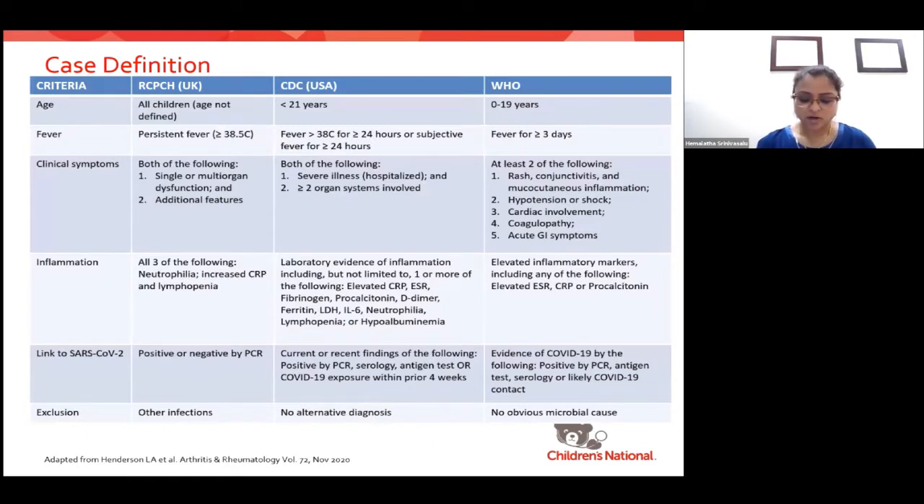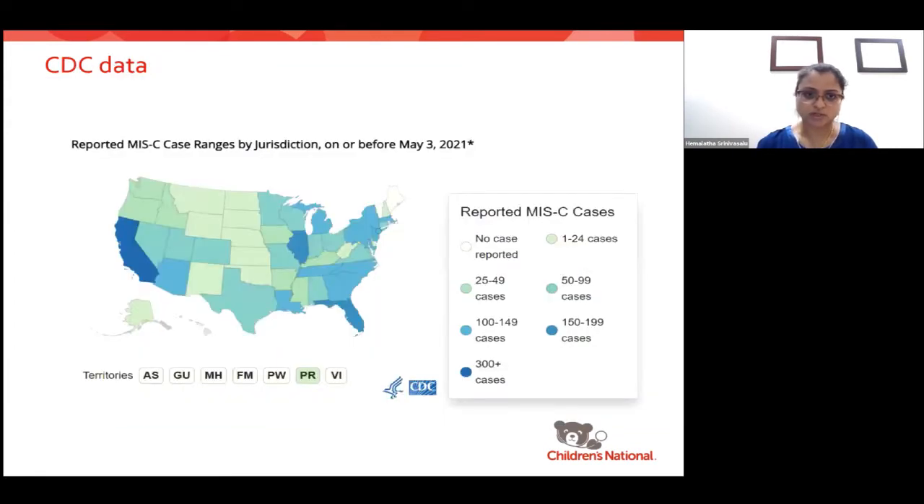Before we start talking about MIS-C, it's important to understand that the terminology to define MIS-C is different based on the region. The UK has a slightly different definition from that from CDC and that from the WHO. In the UK, it is called the PIMS-TS, that stands for Pediatric Inflammatory Multisystem Syndrome, temporally associated with SARS-CoV-2. MIS-C is a rare condition affecting 2 in 200,000 individuals less than 21 years of age.